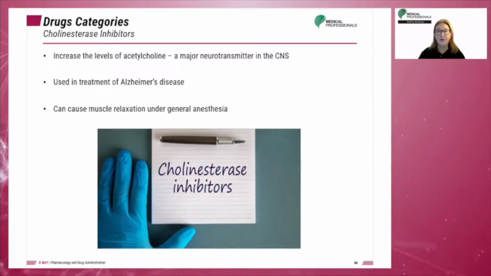Cholinesterase inhibitors are used to increase the levels of acetylcholine, which is a major neurotransmitter in the central nervous system, or CNS. These are sometimes used in the treatment of Alzheimer's disease. They can induce muscle relaxation under general anesthesia. For example, donepezil or Aricept.